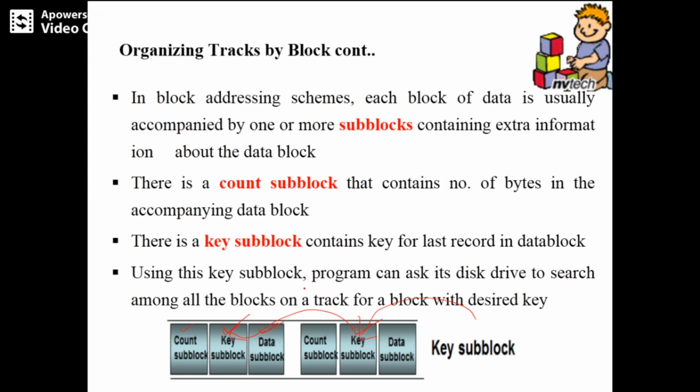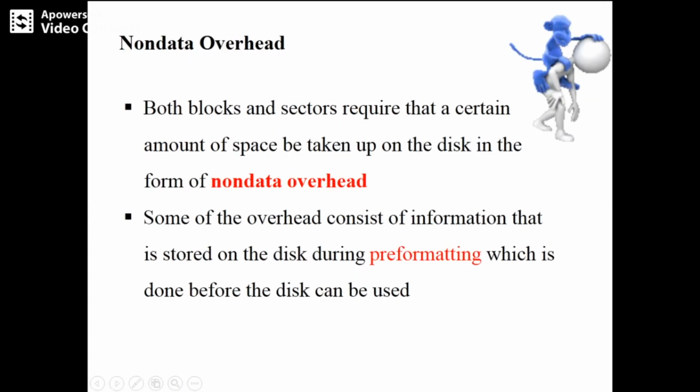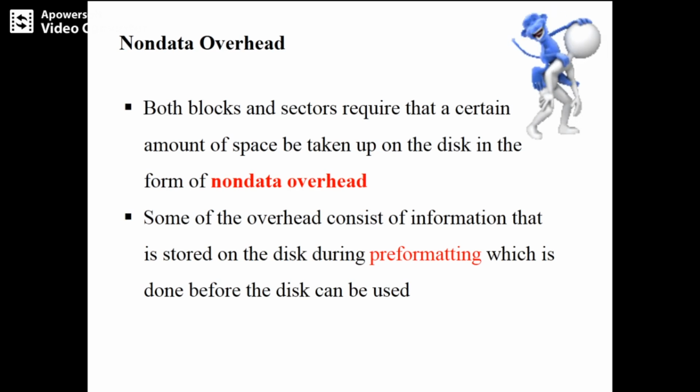So it will be a chain. It will be used to form a chain or linked list. Using this key subblock, the program can ask its disk drive to search among all the blocks on a track for a block with the desired key. So it will be used as an address. Now what exactly is non-data overhead?